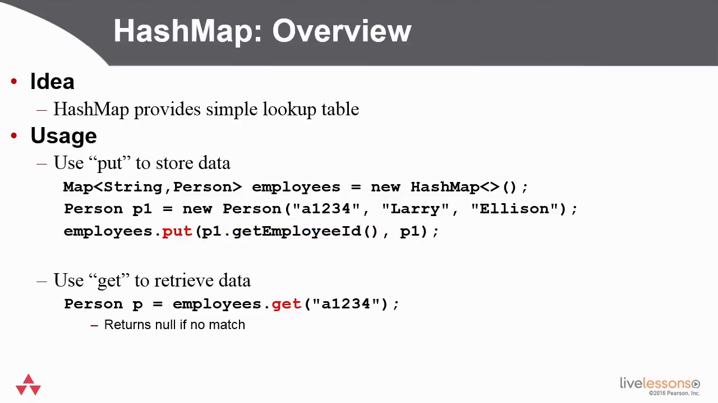All right, so once I've stored some data, I might want to retrieve it later. And the whole idea of a lookup table is you create the table once and you retrieve out of it many times. So when you call get, you provide the key, and it gives you one of two things. It either gives you the associated value, or if there was no match, it gives you null.